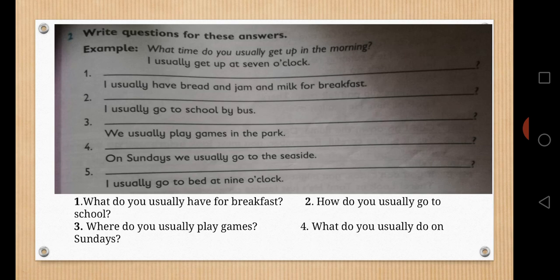Next, on Sundays, we usually go to the seaside. Question would be alike, what do you usually do on Sundays? Last one, I usually go to bed at 9 o'clock. So the question would be, when do you usually go to your bed? Here it ends.